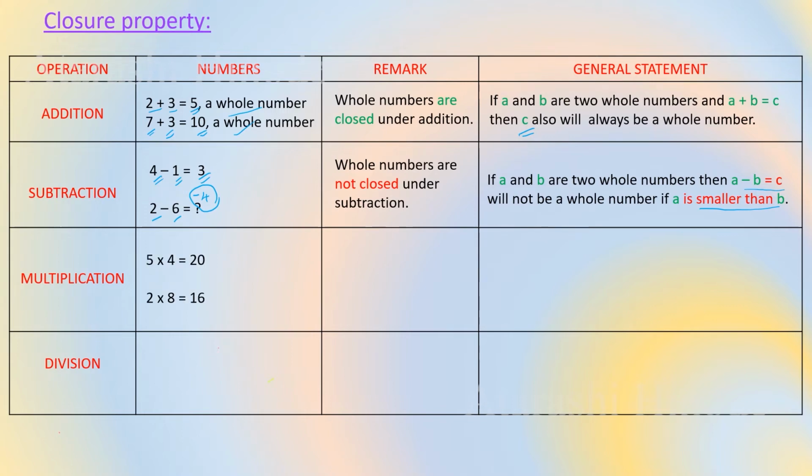When we multiply the whole numbers 5 and 4, we get the product as 20. 20 is also a whole number. Here 2 into 8 equal to 16, and 2, 8, 16 all are whole numbers. That is, when we multiply two whole numbers, the product we get is also a whole number. Here we can say whole numbers are closed under multiplication.